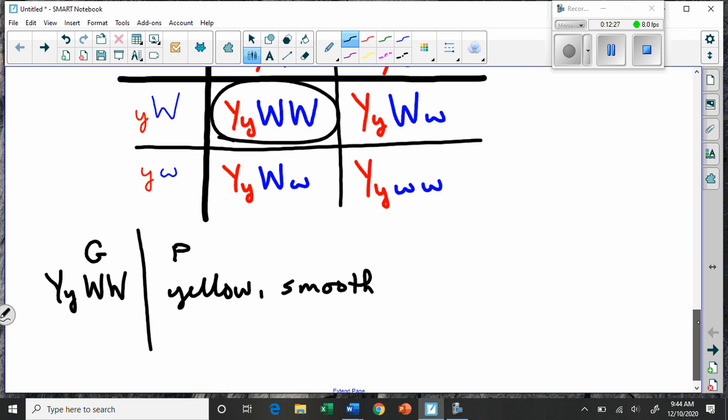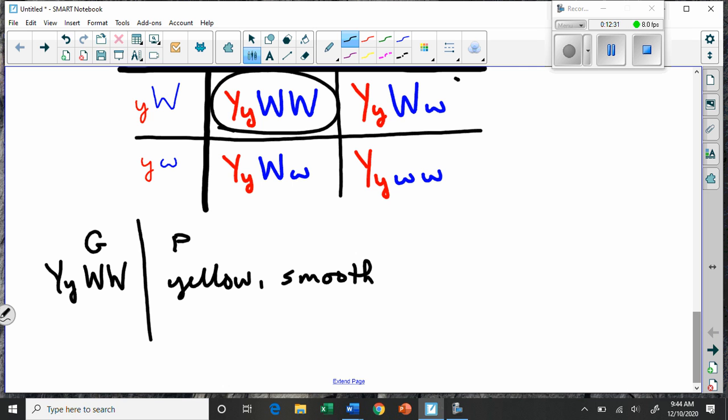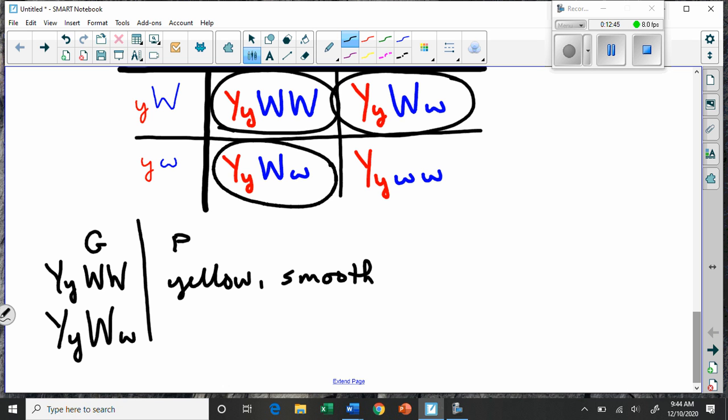Okay, then we look at the next genotype right here going across. We have a big W and a small w. Now that genotype occurs twice. It also occurs here. Those are both the same. So we don't have to write it twice.